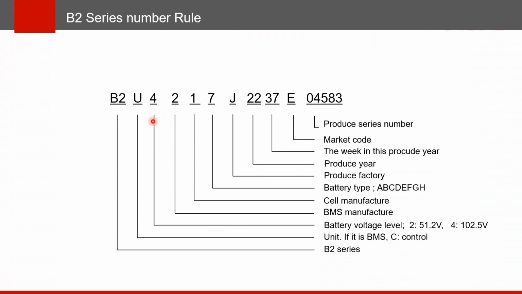So it's the same with the batteries. As we can see here, battery, second technology, and the U for unit. If it's C, it means the control box. You remember the control box is installed with the batteries? U means unit and C means control box.